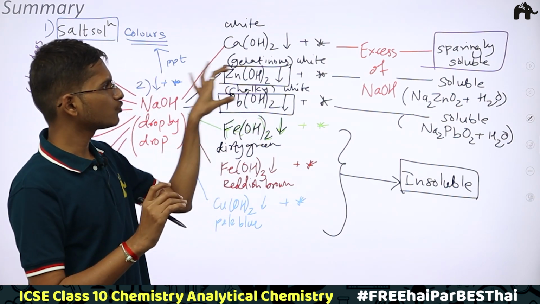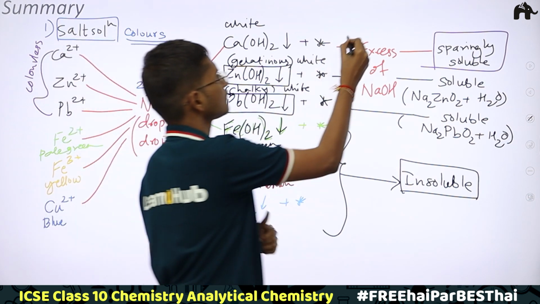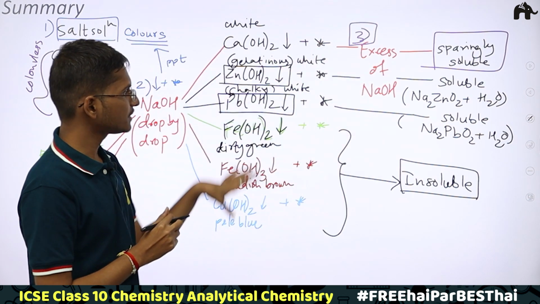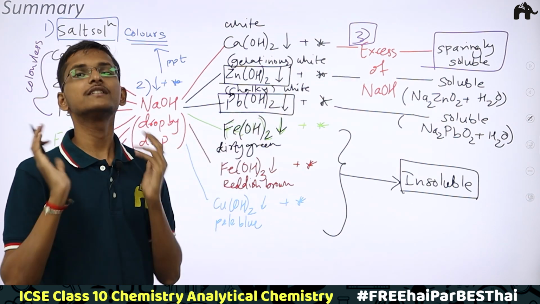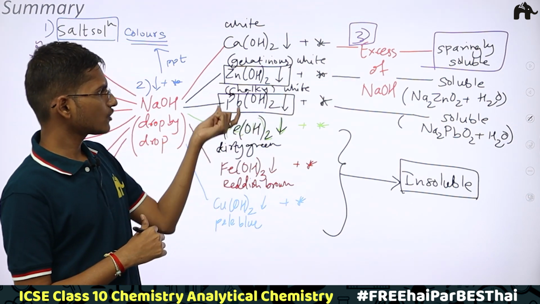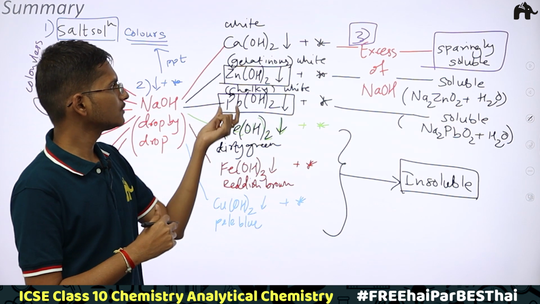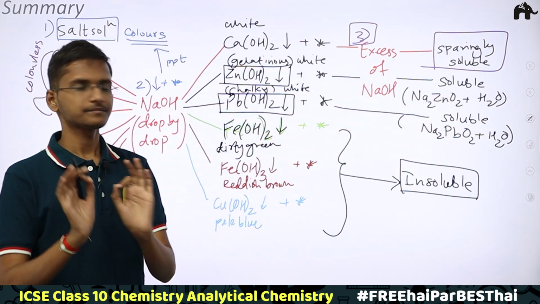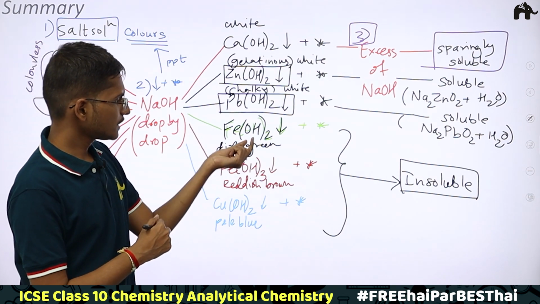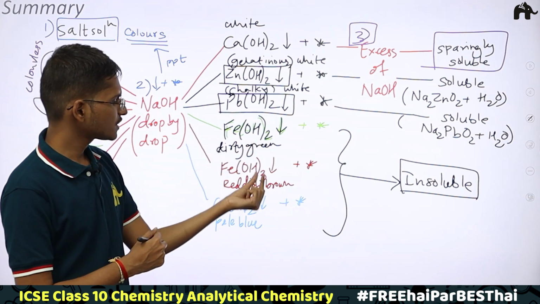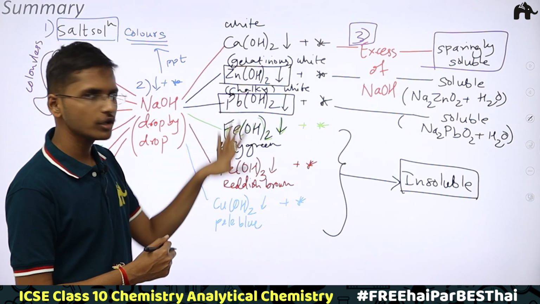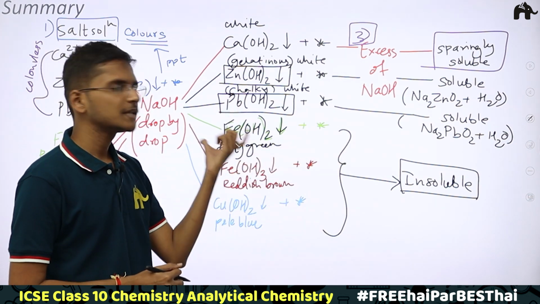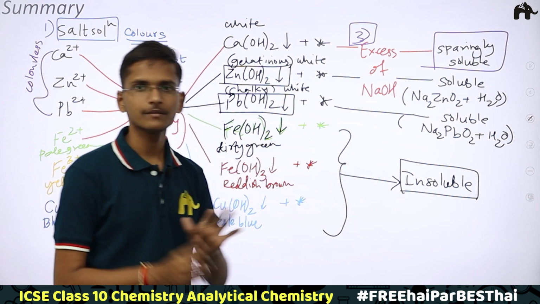You have to remember this. Just this one thing you remember, and the third thing which you have to remember is what is happening to these precipitates in the excess of NaOH. That would be easier for you. Now you know that zinc hydroxide and lead hydroxide get soluble, so you know they would be forming some salts and water. Now moving ahead, this ferrous hydroxide precipitate, ferric hydroxide precipitate and copper hydroxide precipitate, whenever we add excess of NaOH into it, they remain as it is. They are insoluble. Very simple.